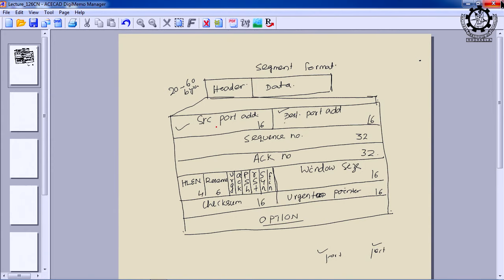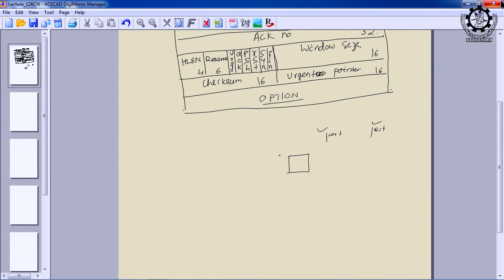But this source port number is from the sender who is generating the segment, and the destination is the receiver who is receiving the segment. So, this sender could be a client or it could also be a server, and the same is true for the receiver. It can be a client or a server for the other one, and depending on that your port numbers are decided. That will be taken care of by the OS, so we do not bother about that.